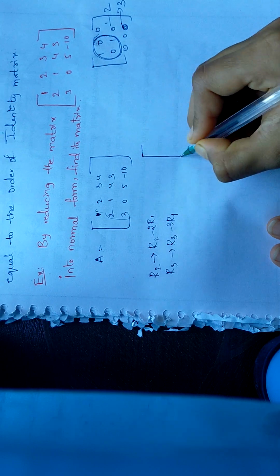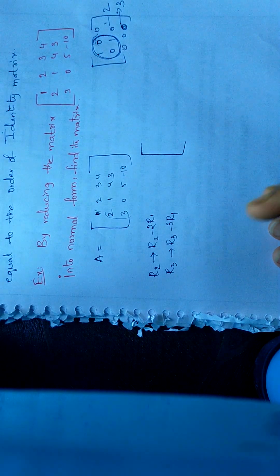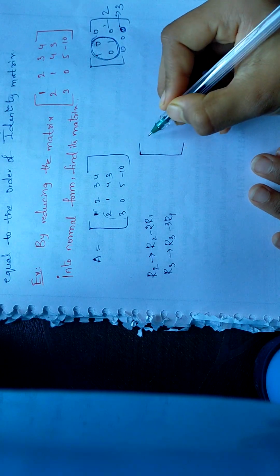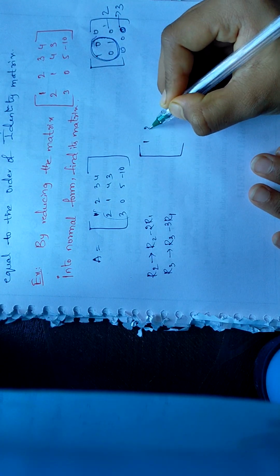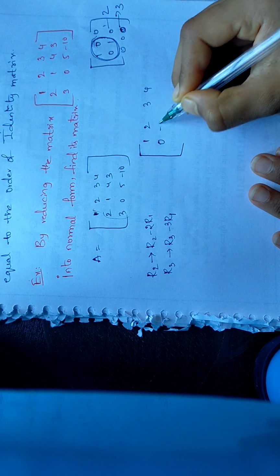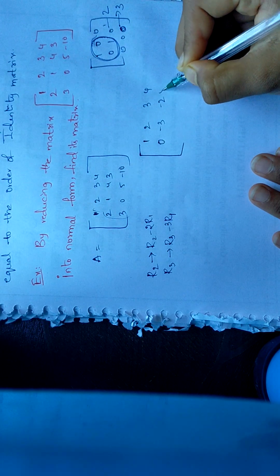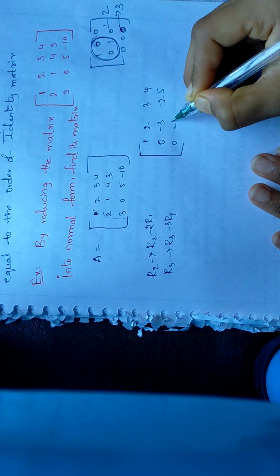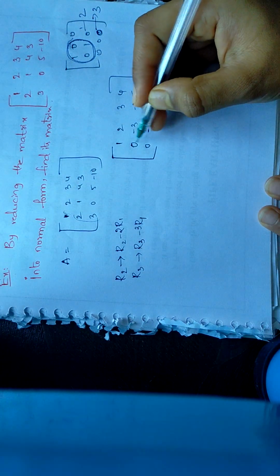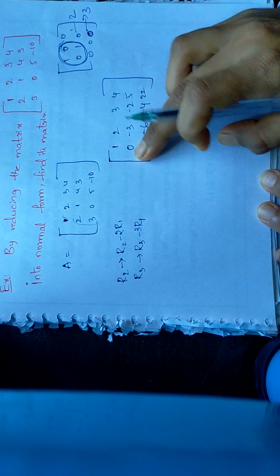Since I've explained it clearly in the previous video, I'm going on with the bulk steps now. So what you will get: 1 2 3 4, because the first row we did not update anything, so here 0 minus 3 minus 2 5, 0 minus 6 minus 4 and 22. See, if you observe here, I have made the first column all zeros, right?